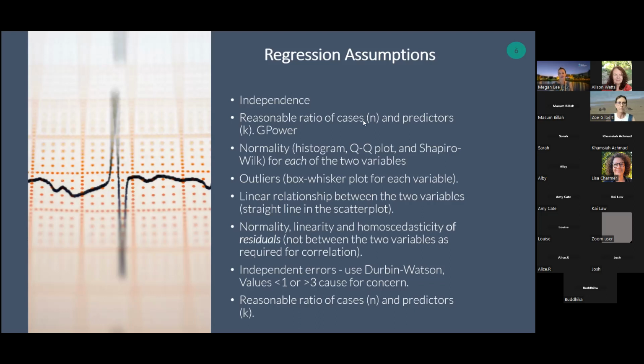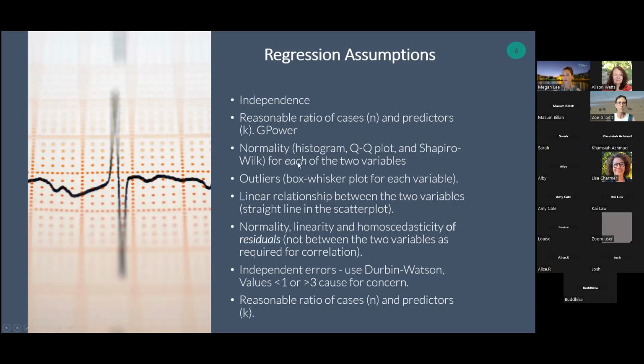Reasonable ratio of cases and predictors. Basically, that's just ensuring that your sample size is correct for how many predictors you want to measure. That is usually done before you recruit as well, using a software called G*Power, which I'll show you in a second. And G*Power will tell you what sample size you need to get power and also to make sure that you have a reasonable ratio of cases and predictors. So that's kind of done for you and must always be done before you start collecting data.